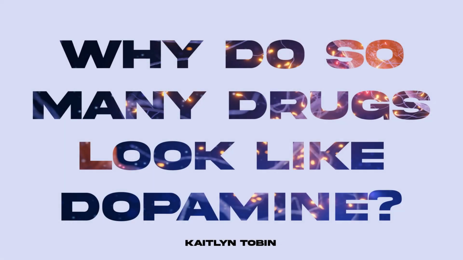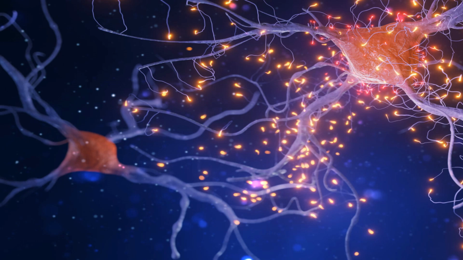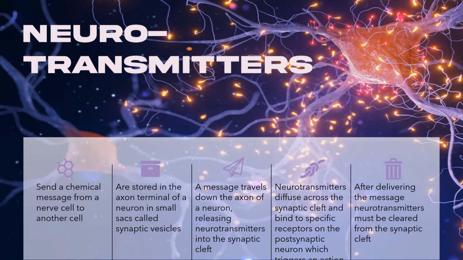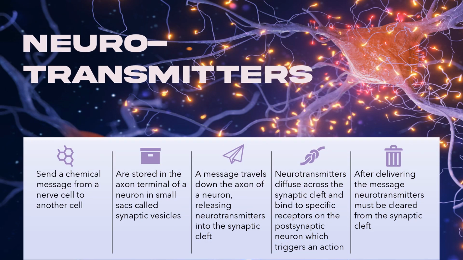So today we're going to be looking at why so many drugs look like dopamine. Before we can begin with drugs that mimic the structure of dopamine, we have to have an understanding of dopamine itself first. Dopamine is a neurotransmitter, and a neurotransmitter is simply a chemical messenger that sends chemical signals from one nerve cell to another cell.